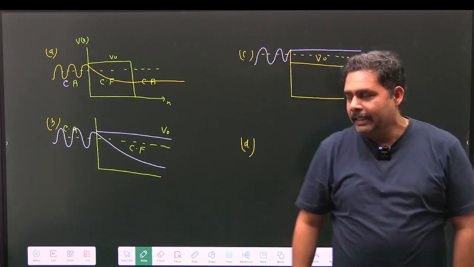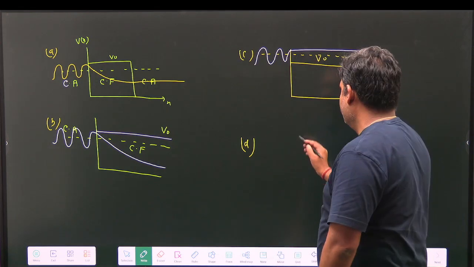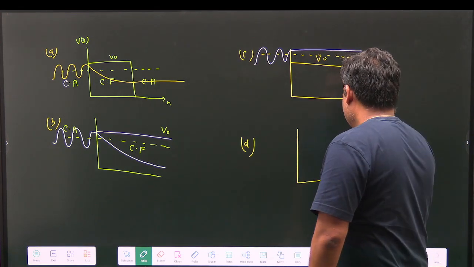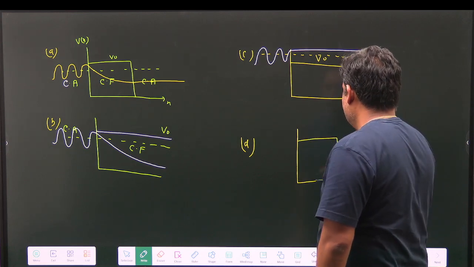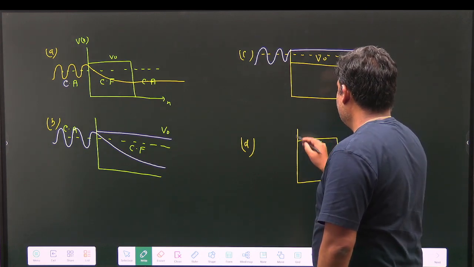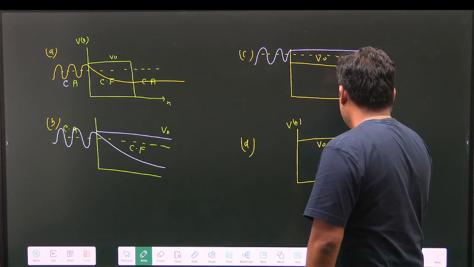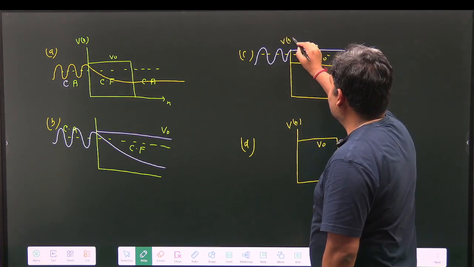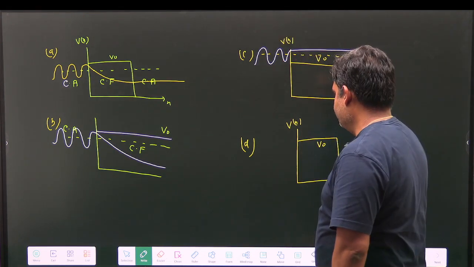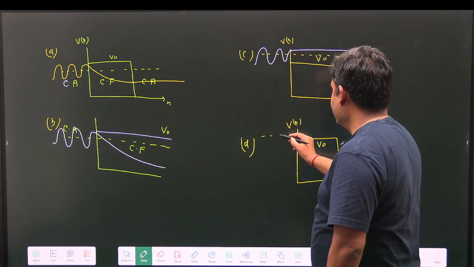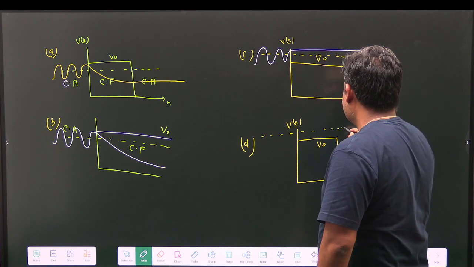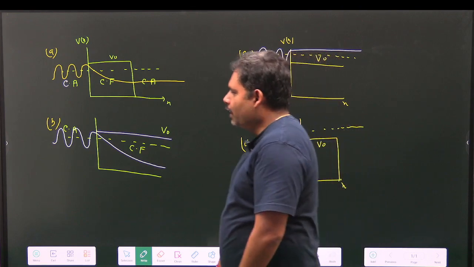But let's go for option number D, which is also very interesting, very beautiful. What we have is this kind of situation. This is my potential V naught, this is your V(x) versus x. Again my energy is something like this. So all regions are classical allowed regions.